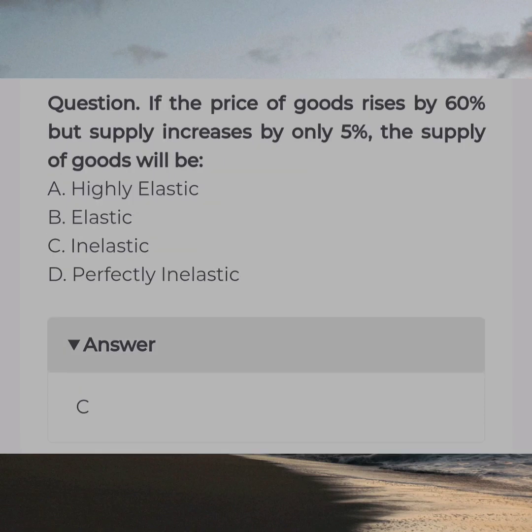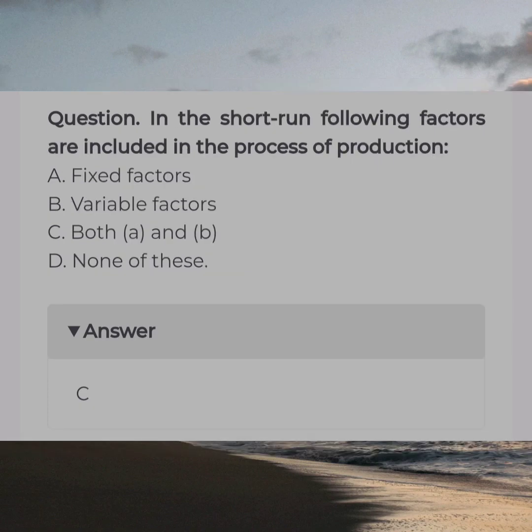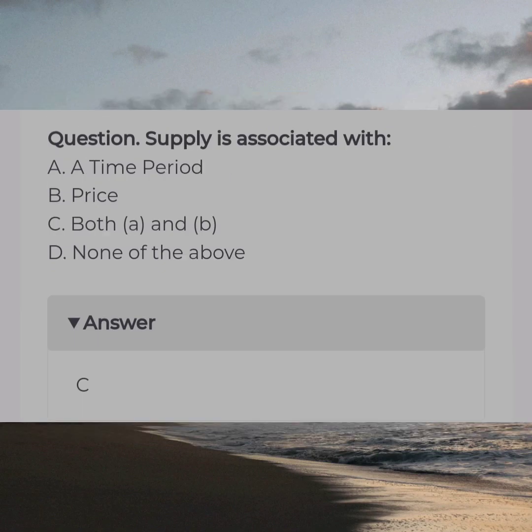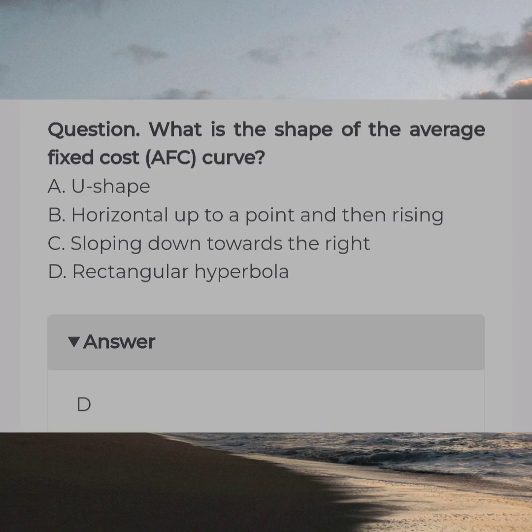If the price of goods rises by 60% but supply increases by only 5%, the supply of goods will be answer C, inelastic. In the short run, following factors are included in the process of production. Answer C, both A and B. Supply is associated with answer C, both A and B. What is the shape of the average fixed cost curve? Answer D, rectangular hyperbola.